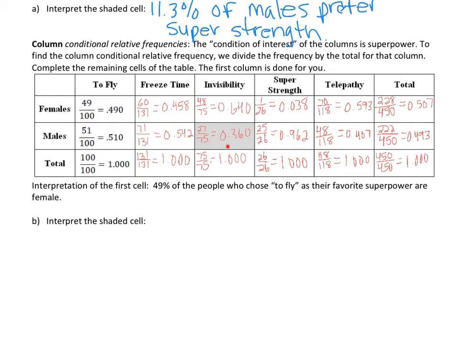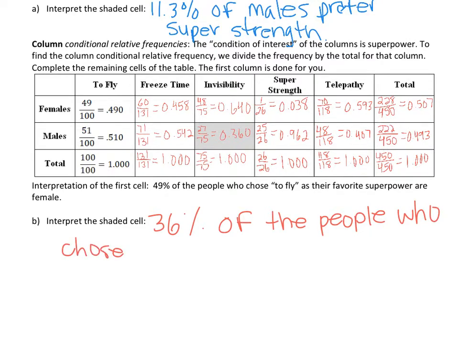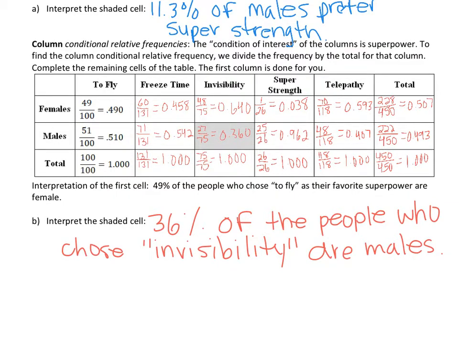So let's take a look at our shaded column. Again, invisibility is our condition of interest. Changing this to a percent, we get 36%. 36% of, again, we're looking at the invisibility, 36% of the people who chose invisibility are males. So it's a little bit of a play on words.